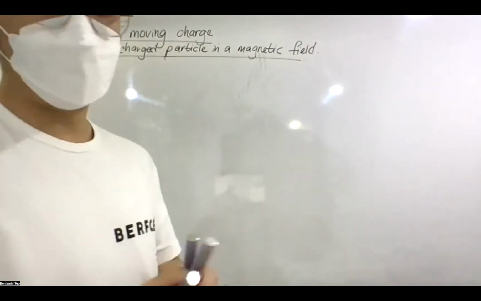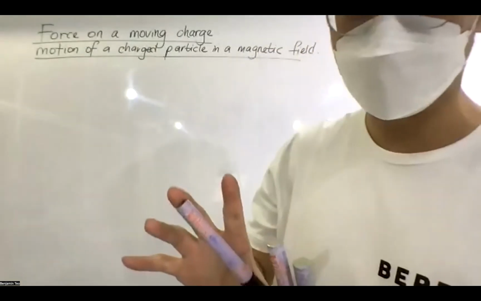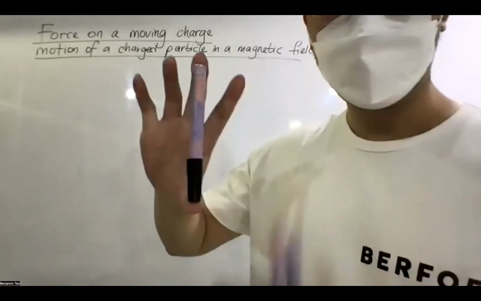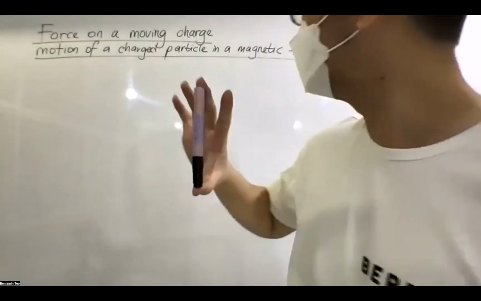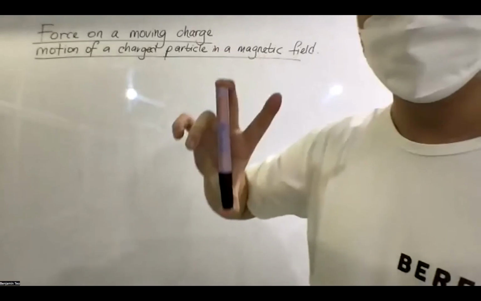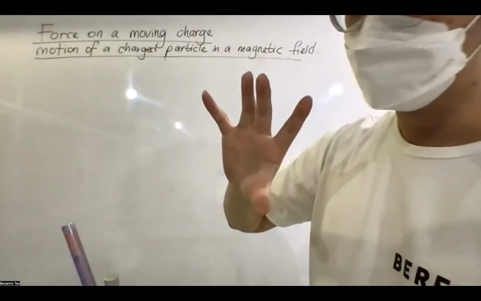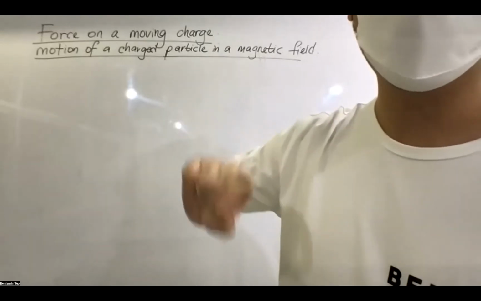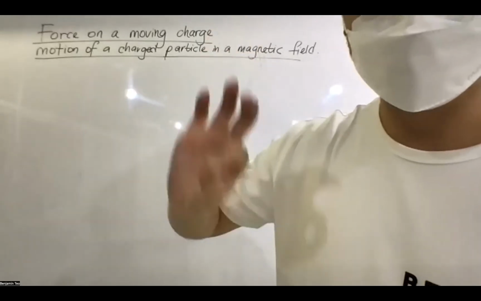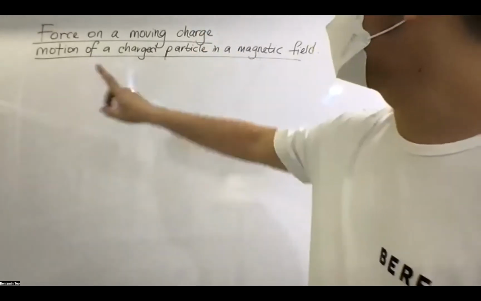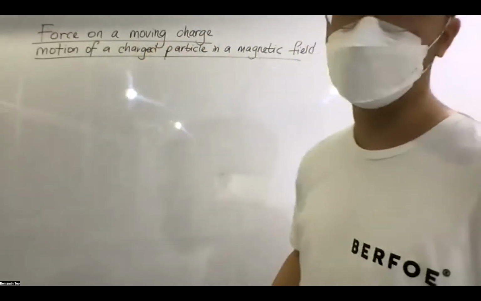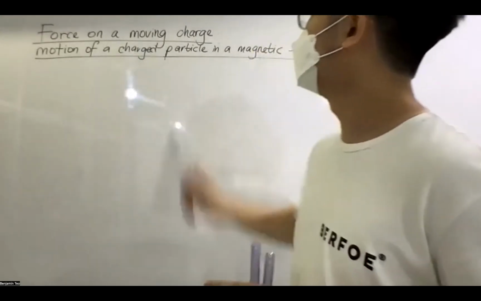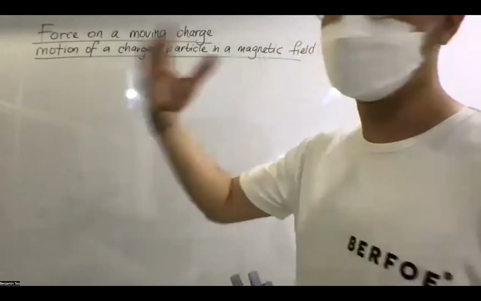Okay, just now we looked at if we have a wire, we have flowing charge put inside magnetic field, right? For this one, we take out the wire. We only focus on one single charge or one electron flowing in the magnetic field. So, force on a moving charge. We will also observe how the magnetic field affects the motion and the principle behind it.